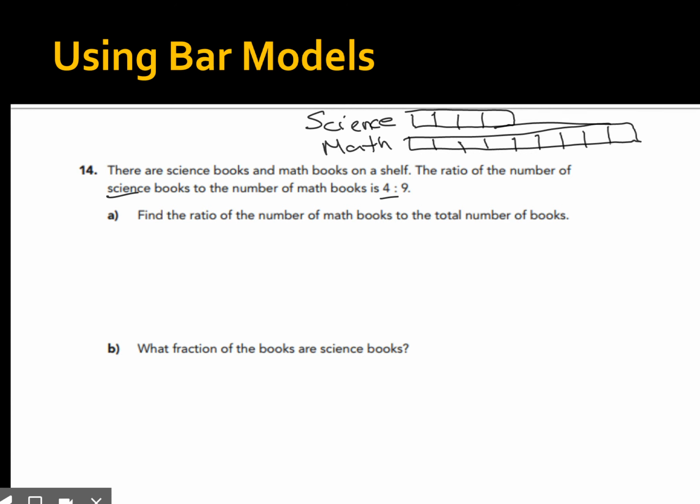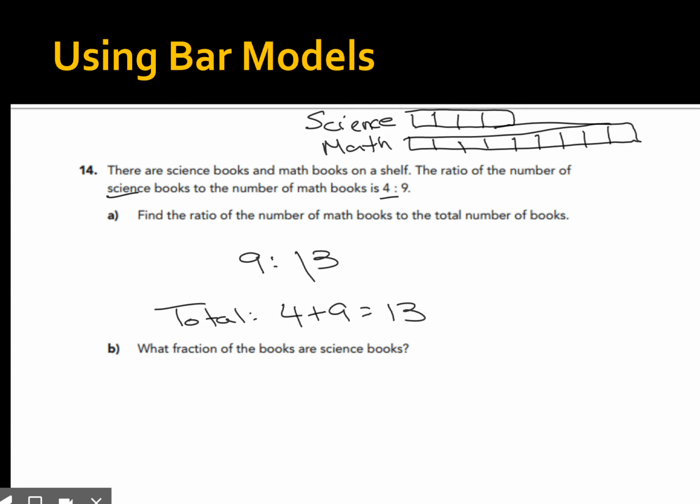So first off, it says find the ratio of the number of math books to the total number of books. So again, we know there's 9 math books. You can write that first. But to find the total, you should be adding 4 plus 9, and you get 13. So that's the other half of your ratio.